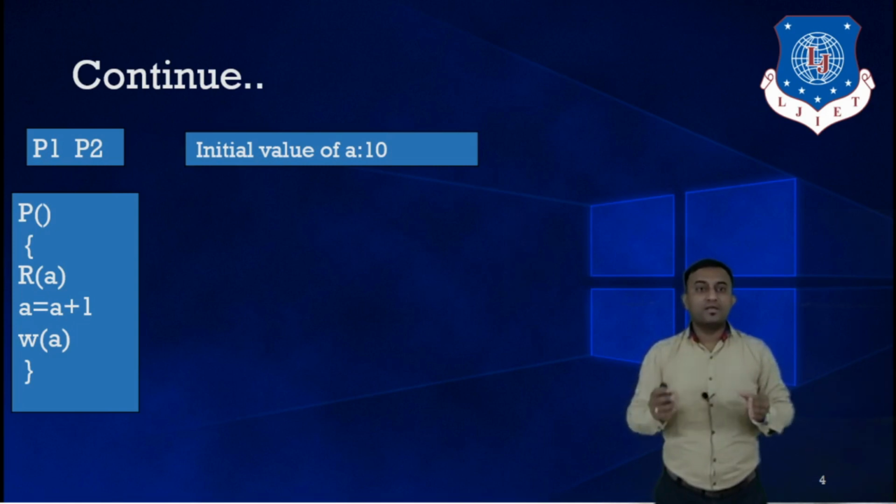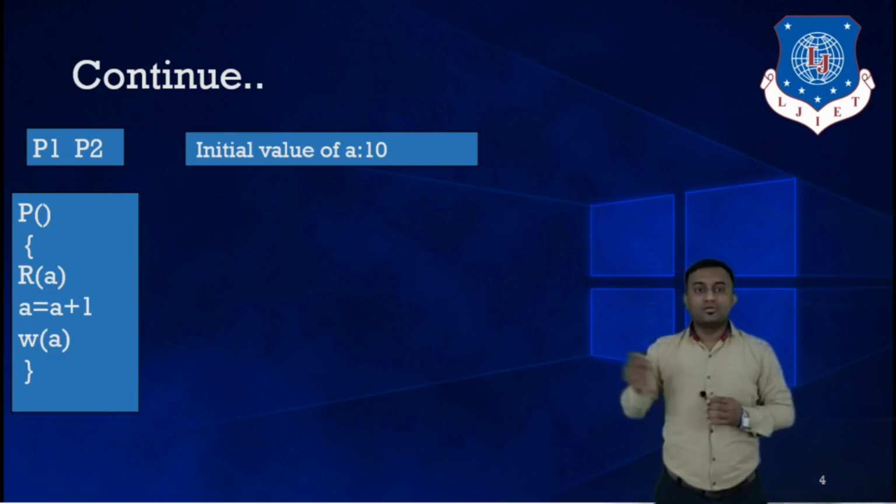Once we have the value of A, this program will simply increment the value of A by 1. So A equals A plus 1: if you add one to the initial value of A, the answer would be 11. Then we are writing that value to secondary memory. Write of A is nothing but storing that value in memory permanently.